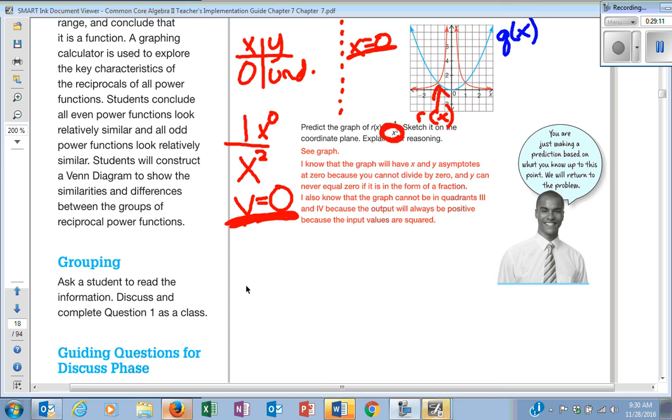If I draw these for r of x, I know it'll never touch the y-axis, and I know it'll never touch the x-axis. That's true for what this graph looks like. I also know that the graph cannot be in quadrant 3 and quadrant 4 because the output will always be positive. How do I know that? Anytime you square something, if you put a negative in, when you square it, it's going to kick out a positive. If I always kick out a positive, my y values are always positive, which are up here. The only places that y is positive are quadrant 1 and quadrant 2, so it won't be in 3 and 4.